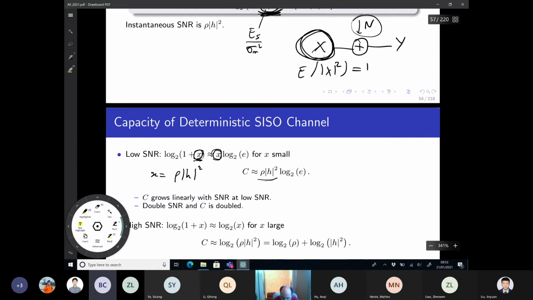So actually, that's what's going to happen. Your x is equal to this. That means that if you increase your SNR a little bit, your rate or your capacity here will increase relatively quickly at low SNR, linearly. So if you double this quantity, your rate will double.